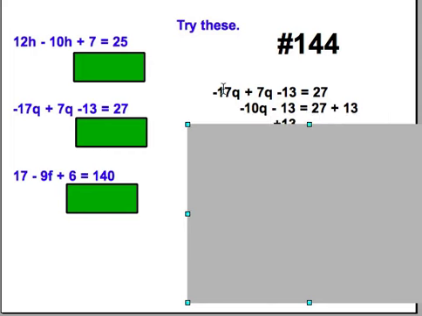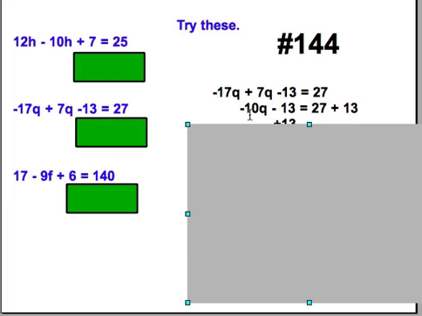So negative 17q plus 7q, they are negative and positive, so I need to subtract the 2. 17 minus 7 is 10. Negative 10q minus 13 equals 27.